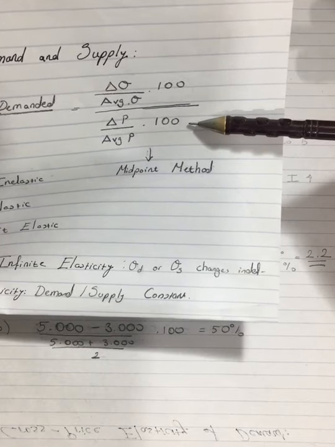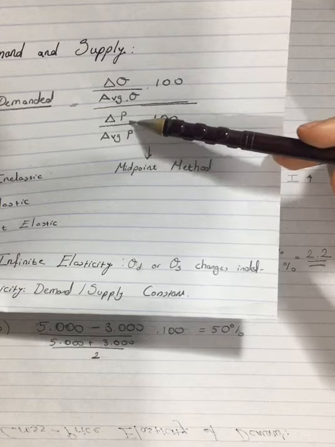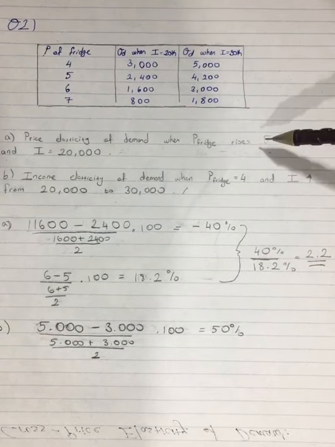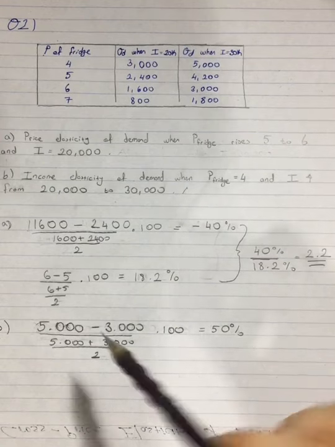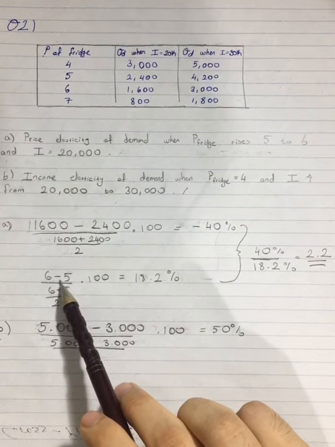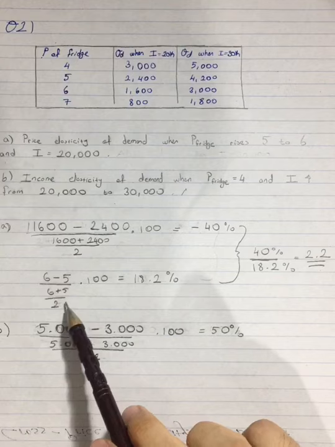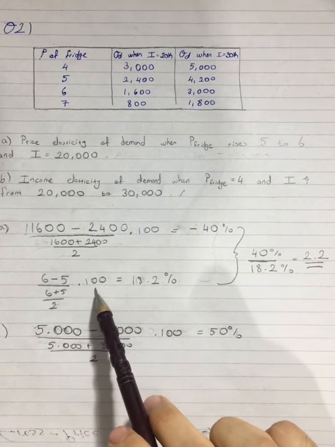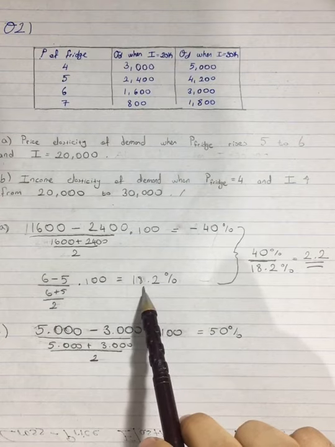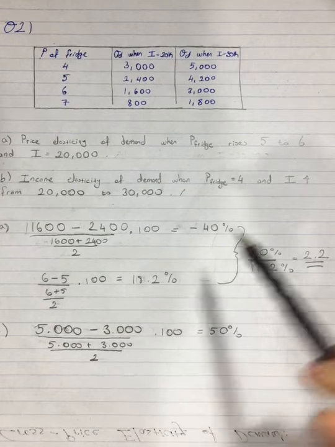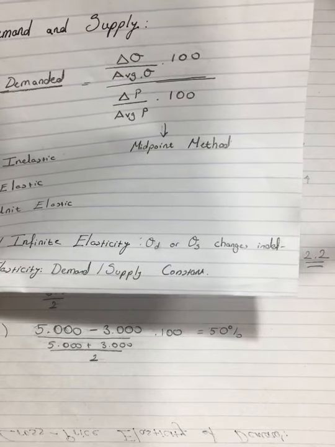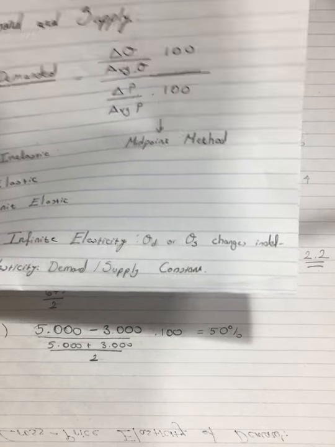So we found the top part of the equation. Now we have to find the change in the price over the average price times 100. What's the change in the price? We went from 5 to 6, so there is a 1 lira increase. The change is 1, and the average price is this, as you can see. We multiply it by 100 and it equals 18.2%. The only thing left is the division.